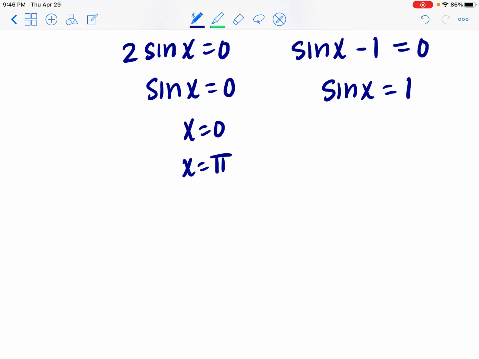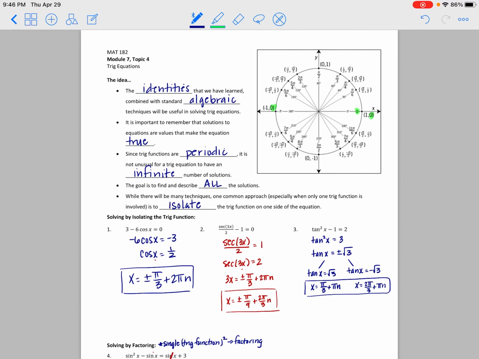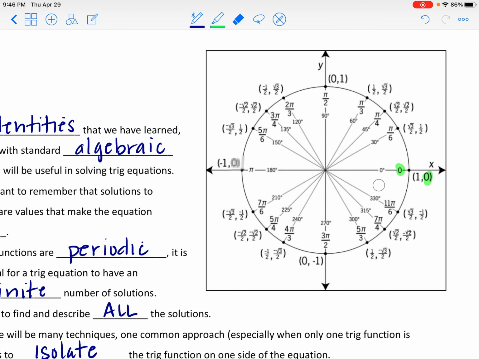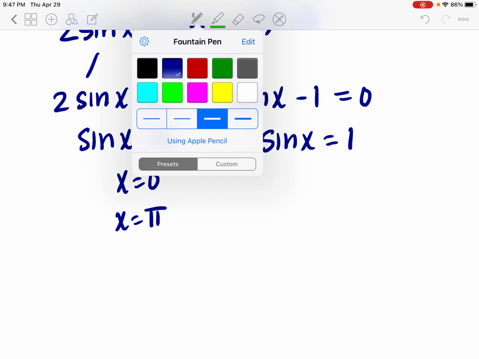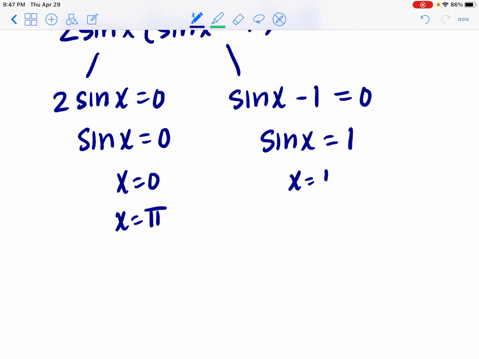And then where is our sine equal to 1? Let's go back and look. Where is our sine equal to 1 in this one circle? Sine is equal to 1 right here, at pi over 2 radians. So pi over 2 is the other possibility, and so x is equal to pi over 2.